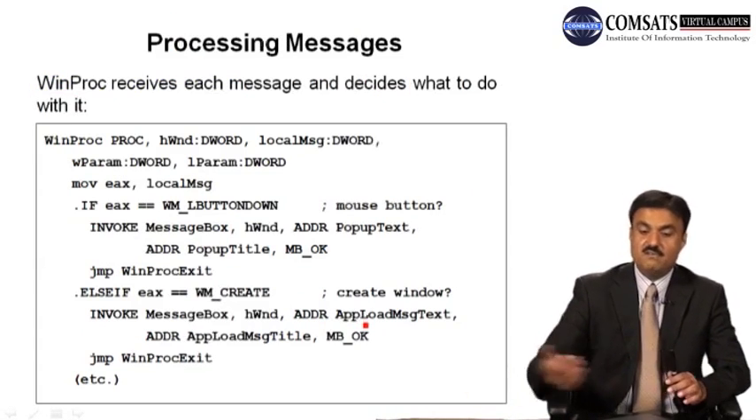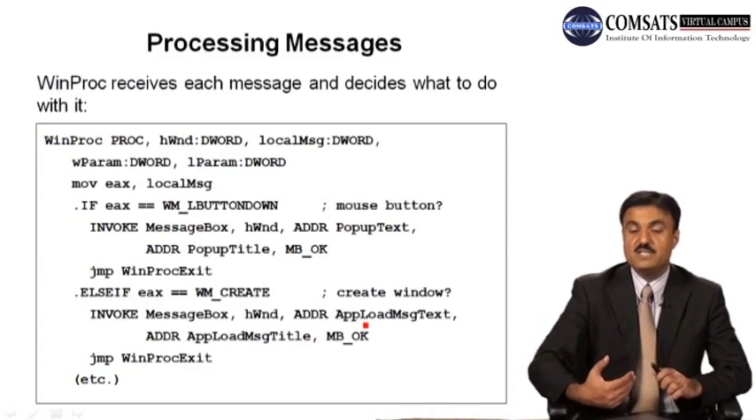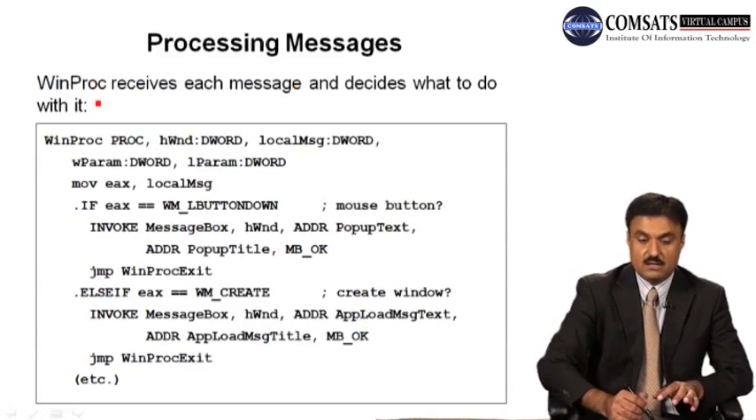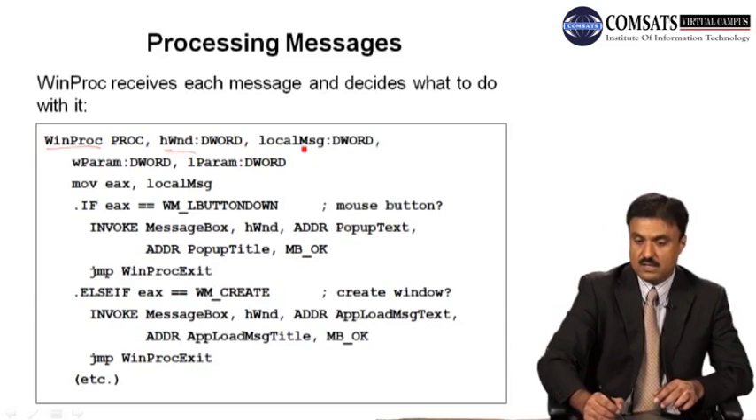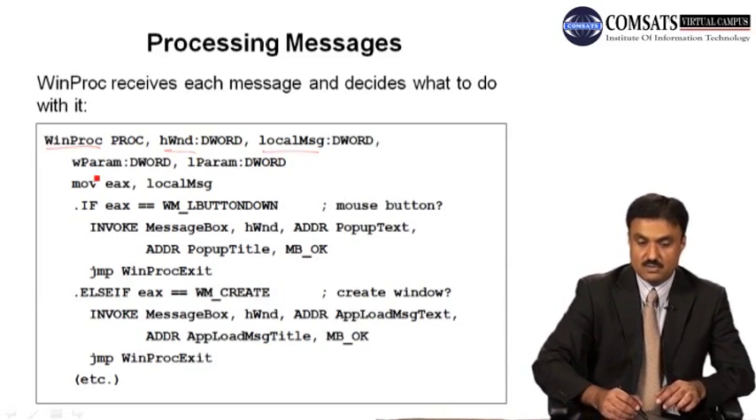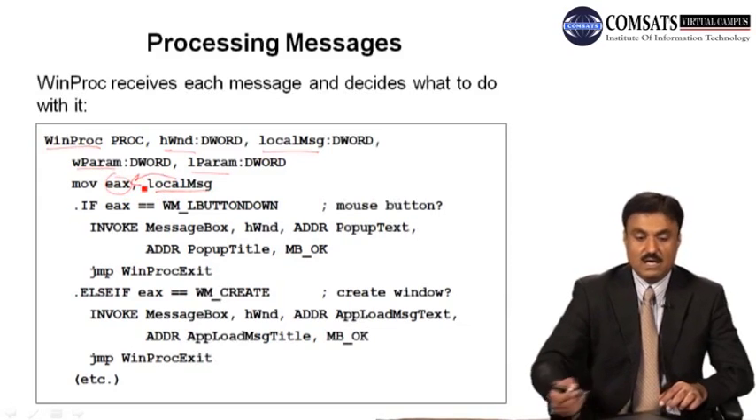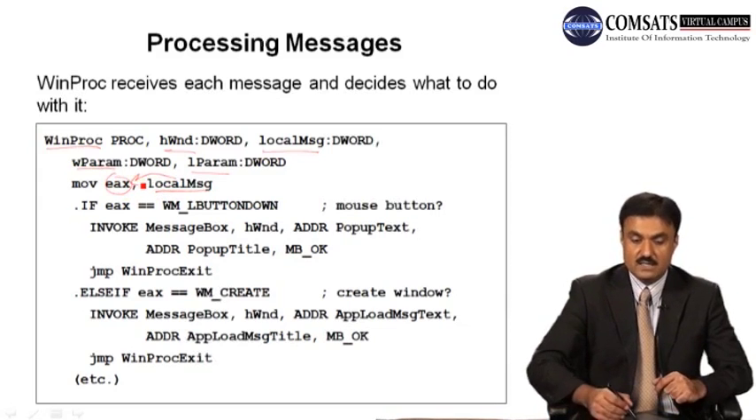When the Windows main procedure receives each message and decides what to do, for example, here you can see into the Windows main procedure, we have the handle to the window, we have the local message word, and we have the parameters W and L parameter and so on. So what we will do, we will have the local message. Whatever we receive will be moved to the EAX.